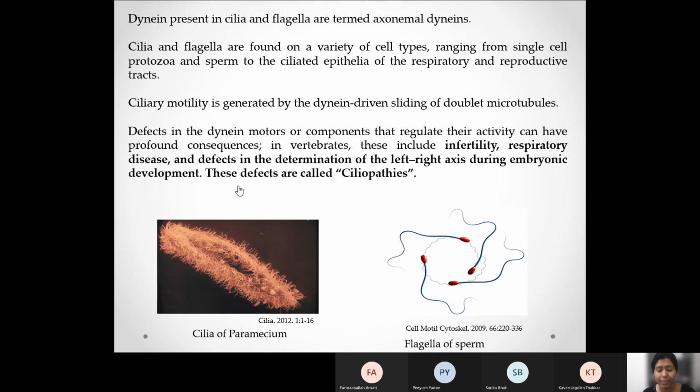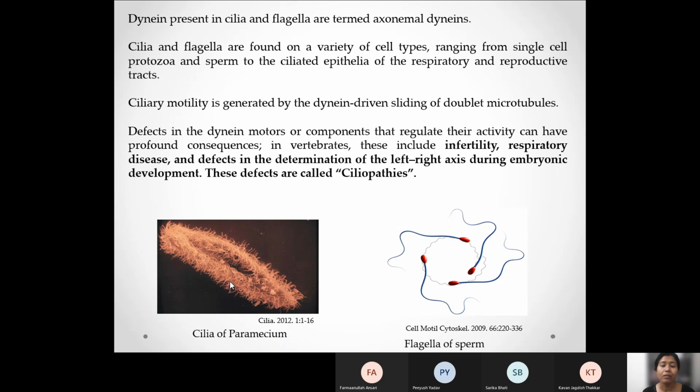You would require dyneins. Not flagella of bacteria, don't get confused, eukaryotic flagella. So for example, sperm flagellar movement is dependent on dynein. But dynein can exist in cells other than these appendages. So you would have something called a cytoplasmic dynein.